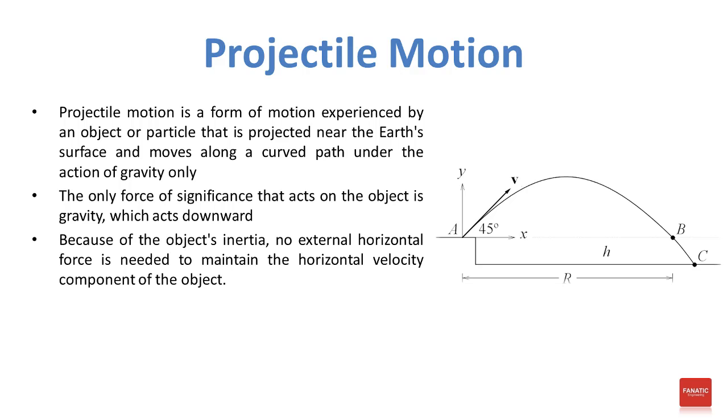Because of the object's inertia, no external horizontal force is needed to maintain the horizontal velocity component of the object. In the horizontal component, or in x direction, there will be no extra force required because the velocity will remain the same throughout. Here no acceleration will be acting on the object in x component, and the acceleration along x component will be 0.